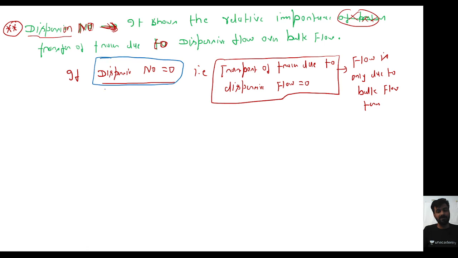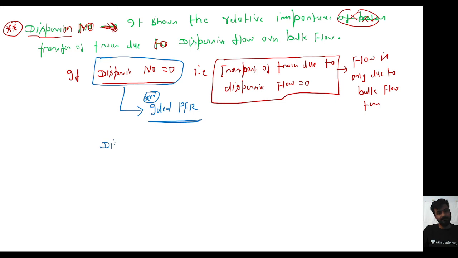So this will signify the case of when dispersion number is zero: the ideal plug flow reactor. Ideal plug flow reactor. No, in a non-ideal plug flow reactor, dispersion number will be there. So don't get confused here. If they ask what if dispersion number is zero, you have to say that this will be the case of ideal plug flow reactor.